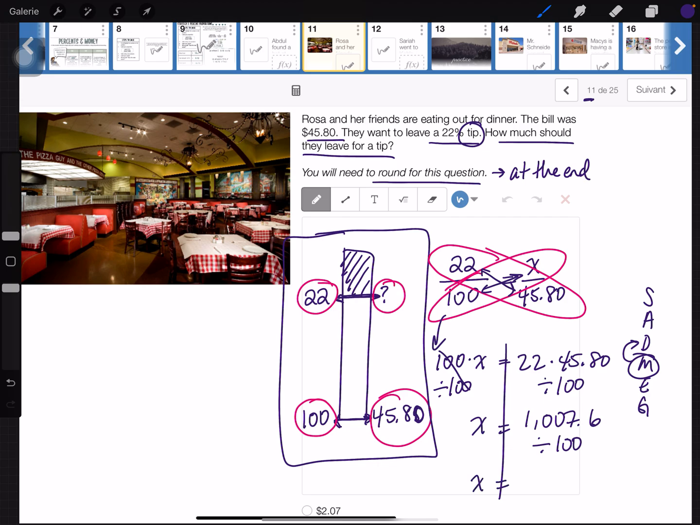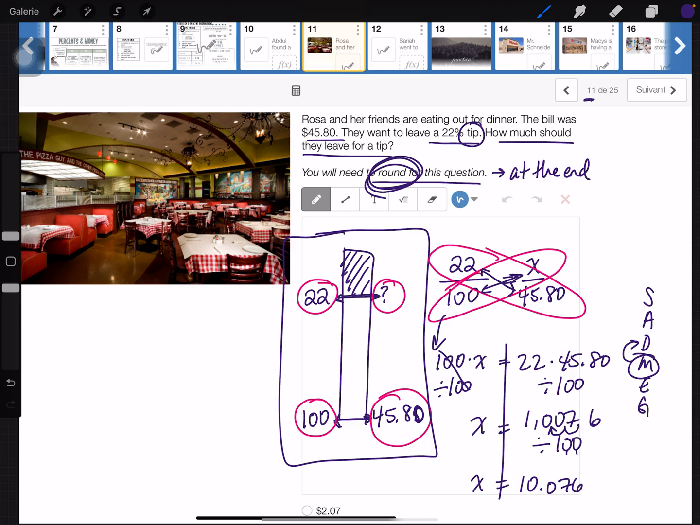So let's divide that out. 1007.6 divided by 100. I can either use a calculator or I can do some mental math. When I divide by 100, I'm moving that decimal point 2 places to the left, 1 for each 0. If I do that out, I should get 10.076. Oh, this is where I'm going to need to round though, because this is not what money looks like.